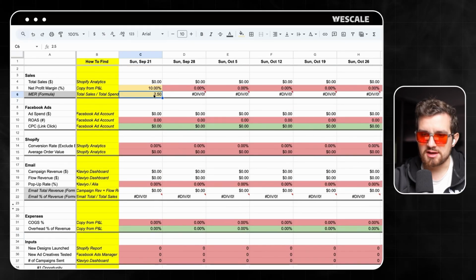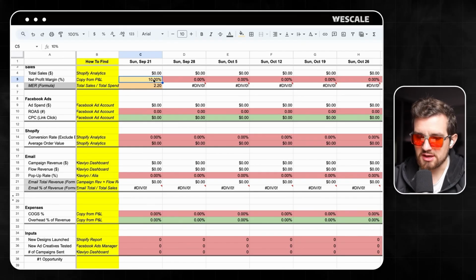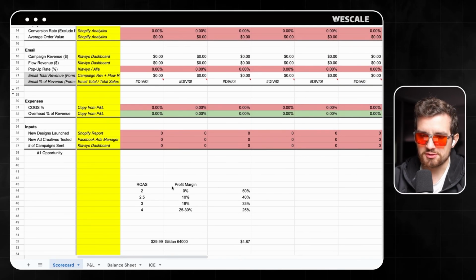So then say we're at a 2.2 ROAS and that gives us a 4% margin. So it doesn't give us cause for concern, because we know that this lines up.